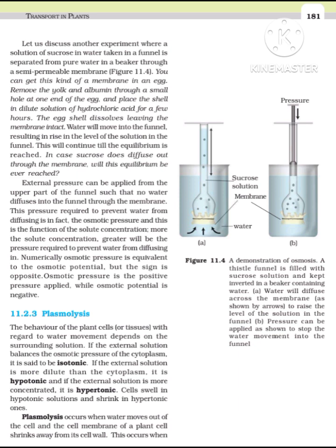Plasmolysis occurs when water moves out of the cell and the cell membrane of a plant cell shrinks away from its cell wall. This occurs when... Figure 11.4, a demonstration of osmosis. A thistle funnel is filled with sucrose solution and kept inverted in a beaker containing water. A. Water will diffuse across the membrane, as shown by arrows, to raise the level of the solution in the funnel. B. Pressure can be applied as shown to stop the water movement into the funnel.